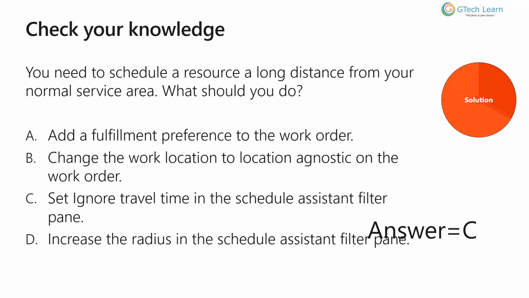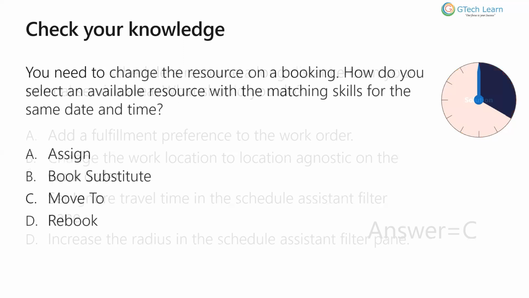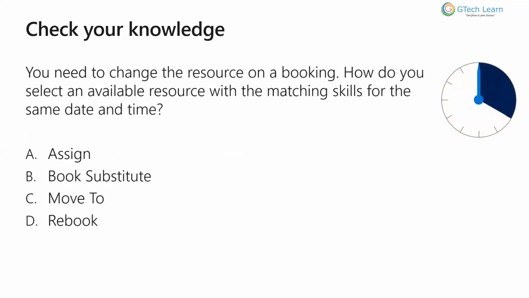Okay, so the correct answer for that question is going to be option C, set ignore travel time in the schedule assistant filter pane. The next question we are going to have in line is, you need to change the resource on a booking. How do you select an available resource with the matching skill for the same date and time? Whether it's by option A, assign, option B, book substitute, option C, move to, or option D, rebook. So let's get your answers on the chat now, and let me start the timer.